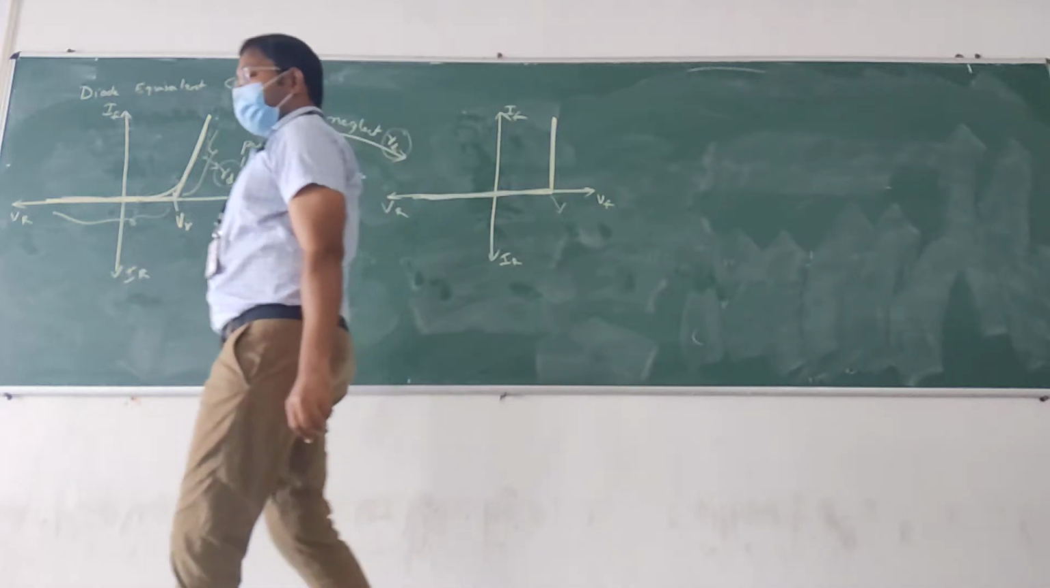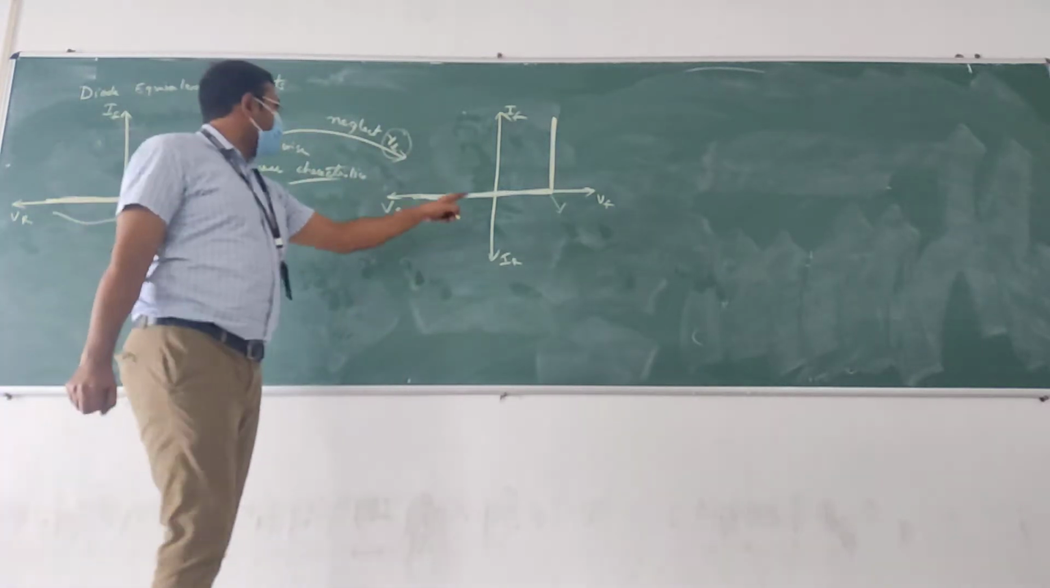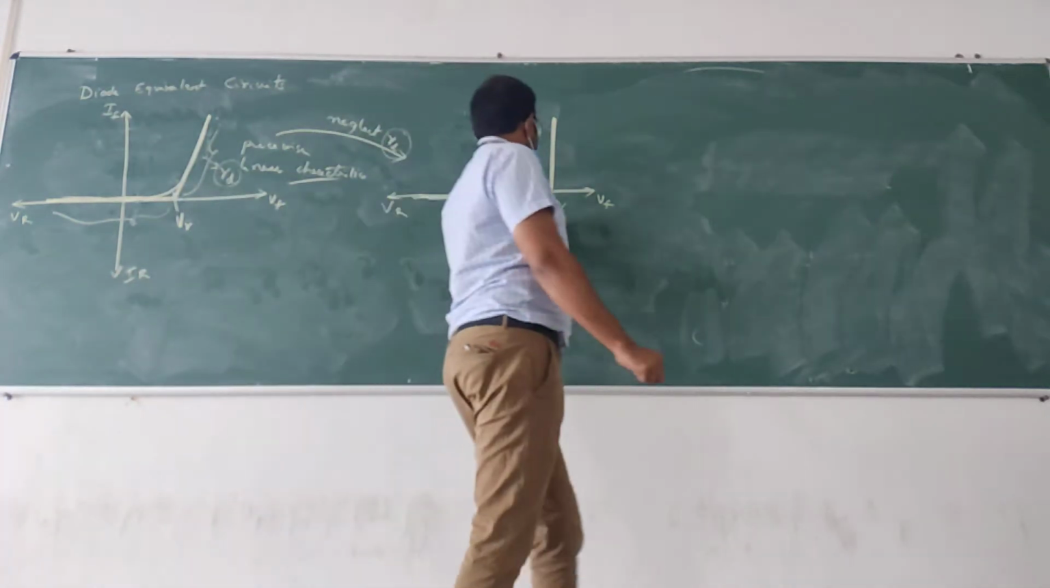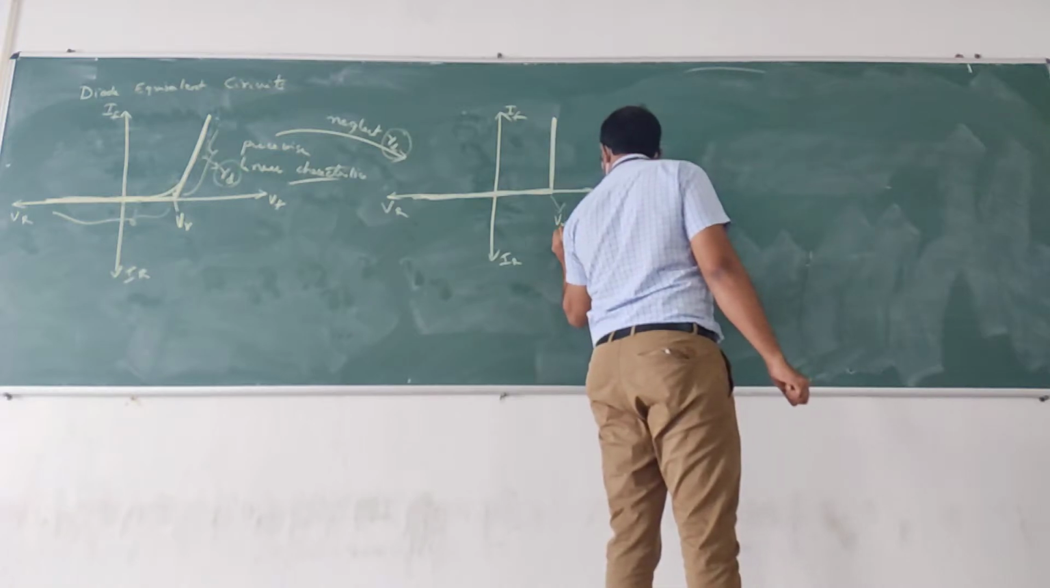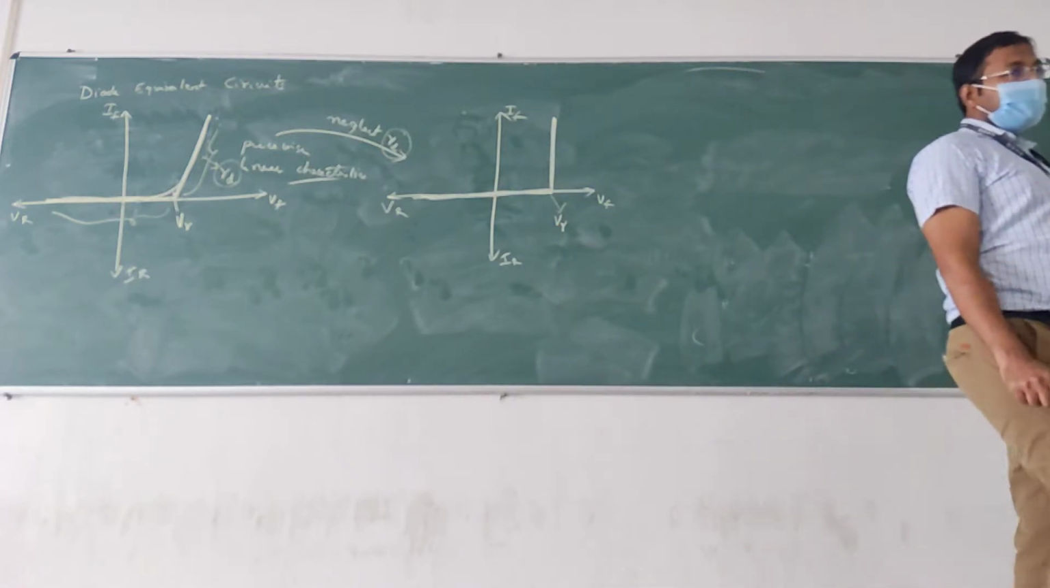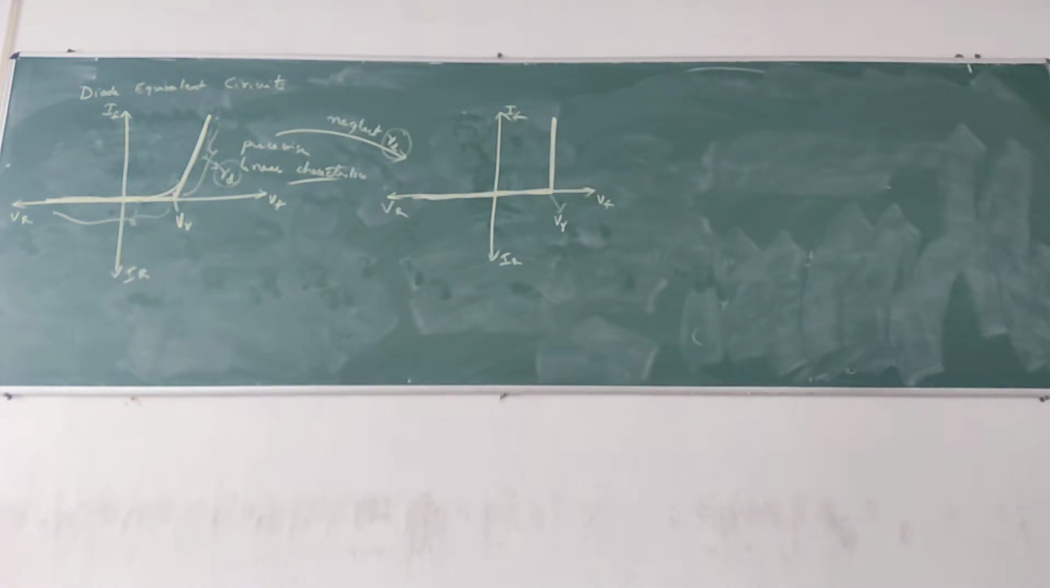Now, what was this value we have done? All of you have done lab. What was the value you got? Cut-in voltage V gamma, nearly. What was the value you got? Very good. 0.6 or 0.7. This is the value you might have got, what you have done in the lab.